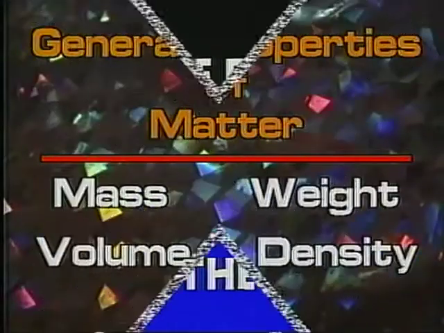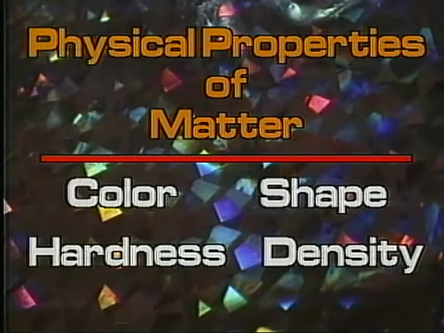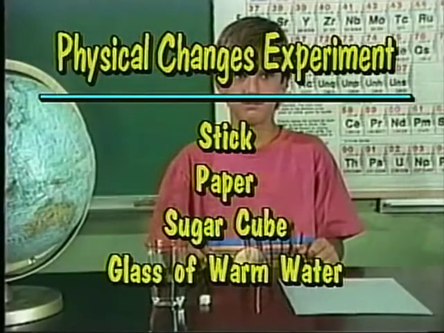So, the general properties of matter are mass, weight, volume, and density. Matter is also described by its physical properties such as color, shape, hardness, and density. Let's try an experiment to show how physical properties in matter can be altered, but the substance of the matter remains the same.